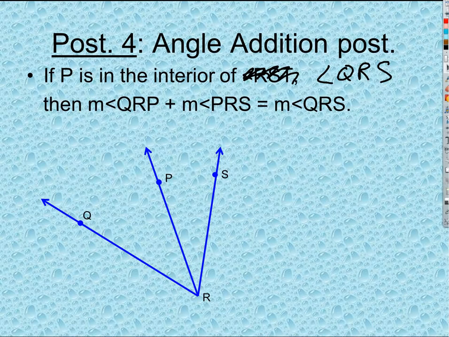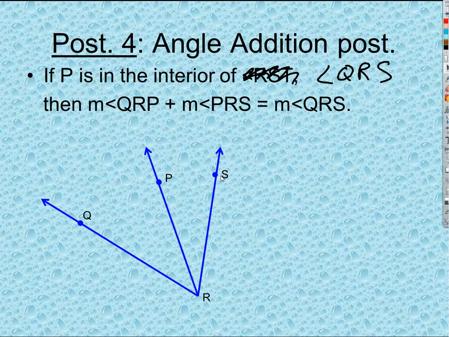But the angle that we're talking about is angle QRS. So if point P is in the interior of angle QRS, like this, right? Then what the angle addition postulate tells us is that if I draw a ray that starts at R, pass it through P, I'm creating two other angles, aren't I? I'm creating this small angle here and this small angle here. Angle QRP and angle PRS.